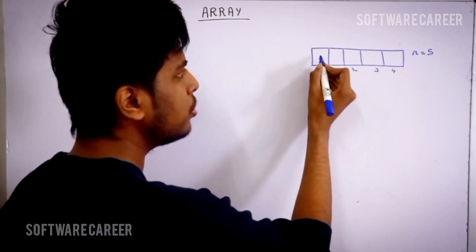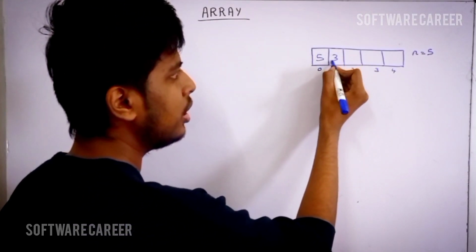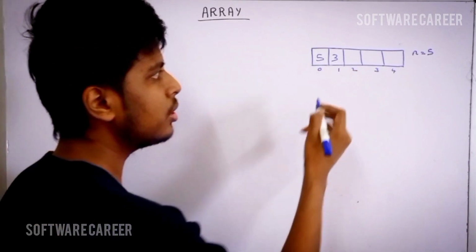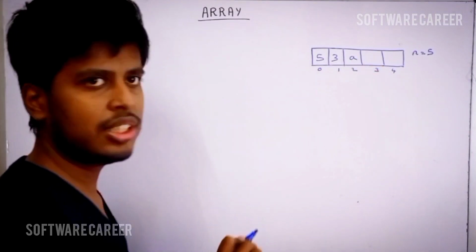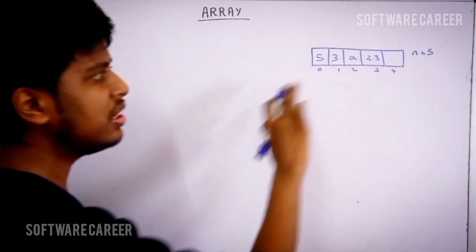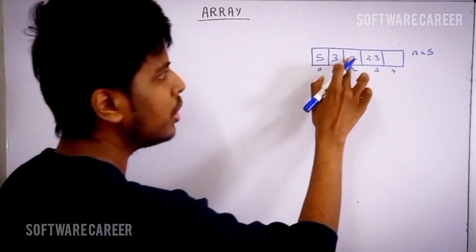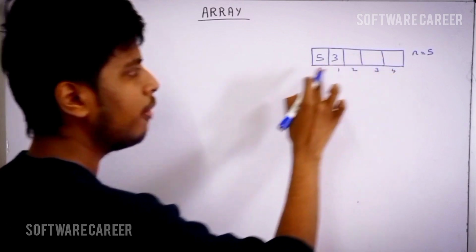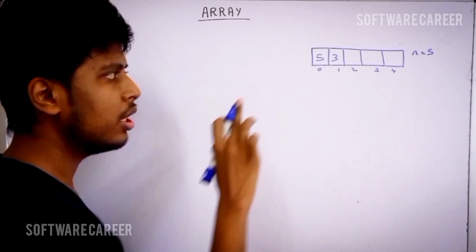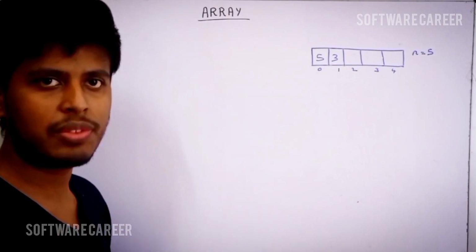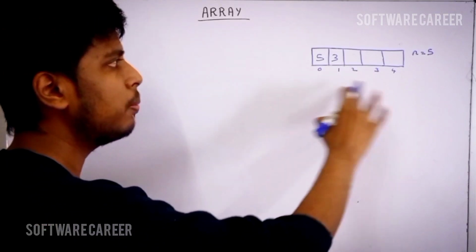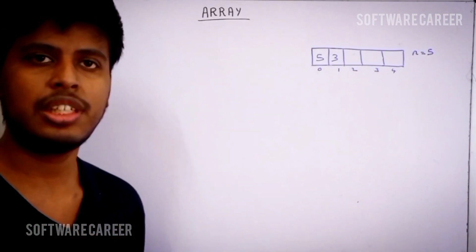Now suppose I am storing the elements 5, then 3. These are all integer values. I can't store, suppose, the character value 'a' here, or a decimal value like 2.3, because it gives an error. This is wrong. So you can store only a single data type. If you declare it as integer, then you should store integer values. If you declare it as float, then you can store only decimal values. So it is a data structure which can store many elements of similar data type.